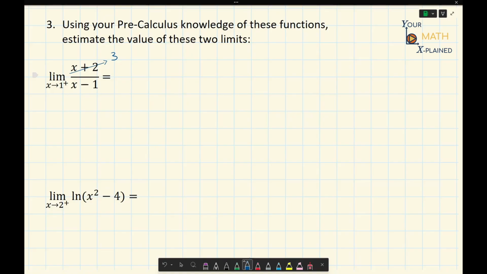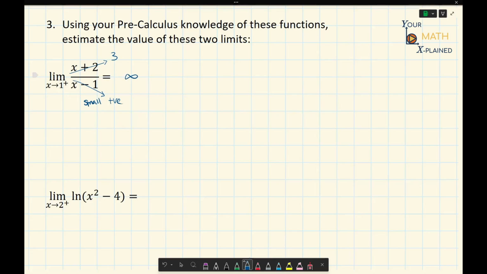Our denominator, because we're approaching 1 from the positive side, that tells us it's going to be a number that is bigger than 1. So a number that is bigger than 1 minus 1 is going to result in a positive number. But because we're getting very close to 1, this is going to be a very small positive number. So we have positive 3 divided by a very tiny positive number. So that means this is going to be approaching positive infinity.